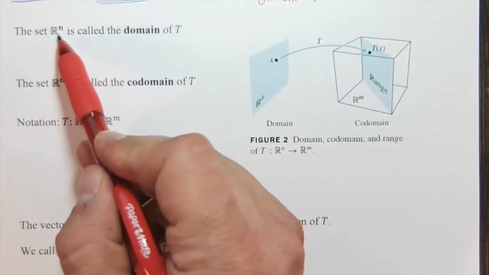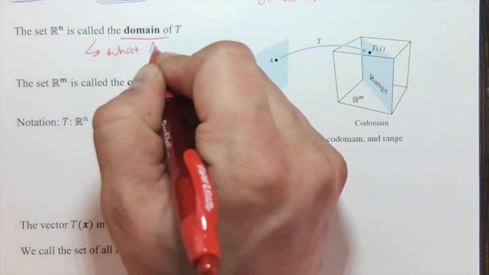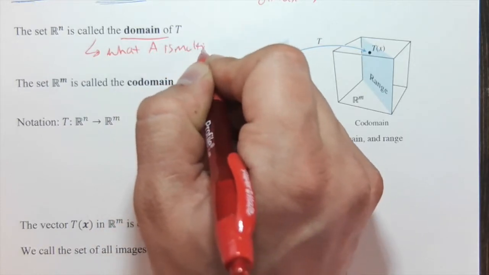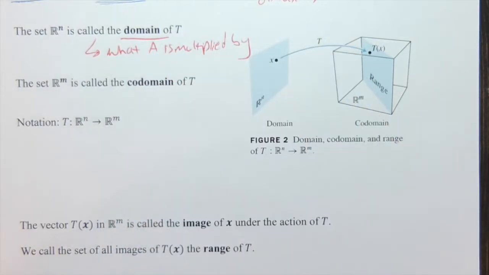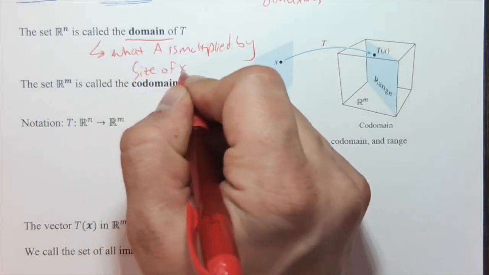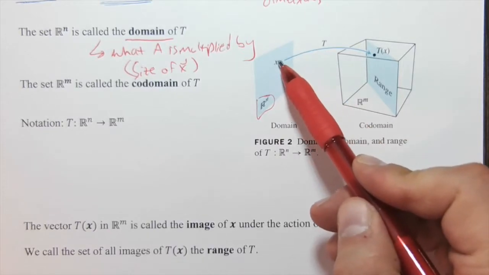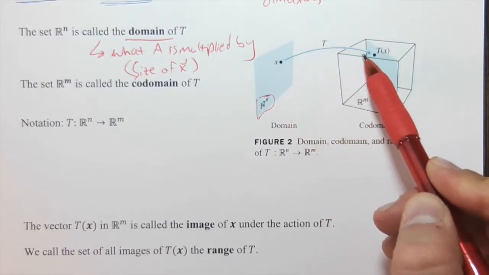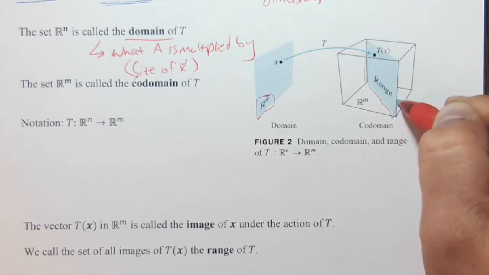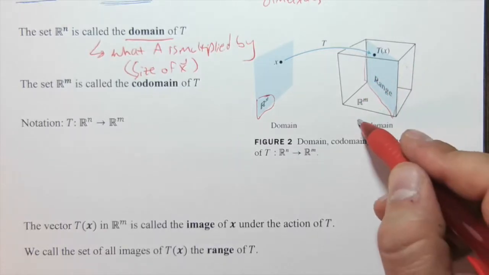And so the number of columns, which is n, we call the domain. Right? It's the size of the things you're multiplying A by. In other words, it's the size of x. And we can think about it as the number of columns in A. And we see that T takes vectors that are size x and sends it to what we call the range. Now the range might be inside something else called the codomain.